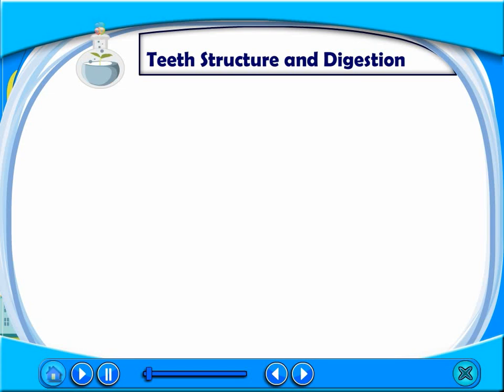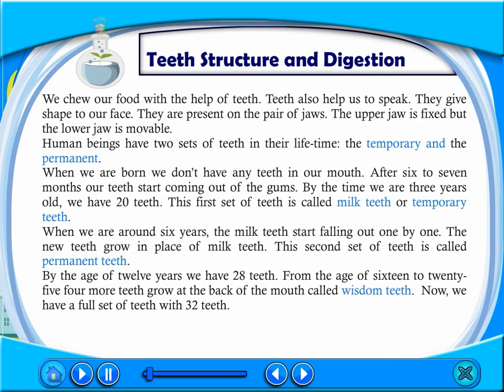Teeth structure and digestion. We chew our food with the help of teeth. Teeth also help us to speak. They give shape to our face. They are present on the pair of jaws. The upper jaw is fixed but the lower jaw is movable.